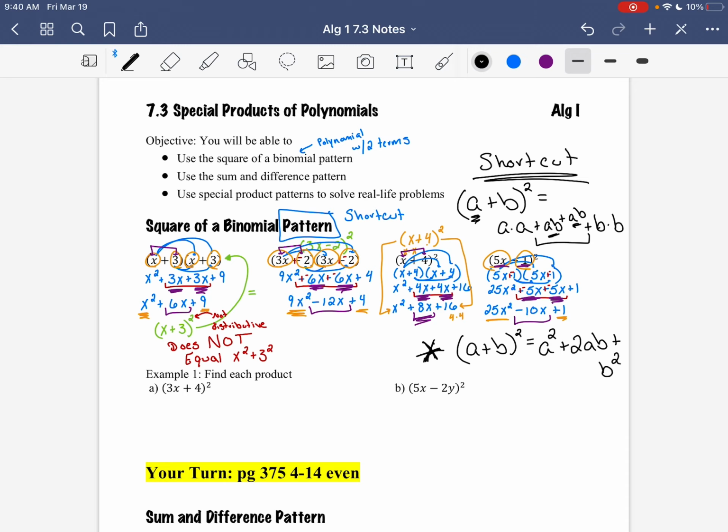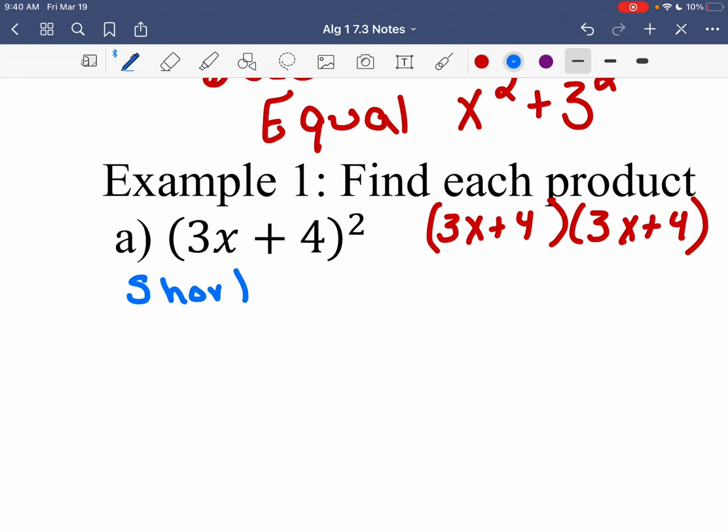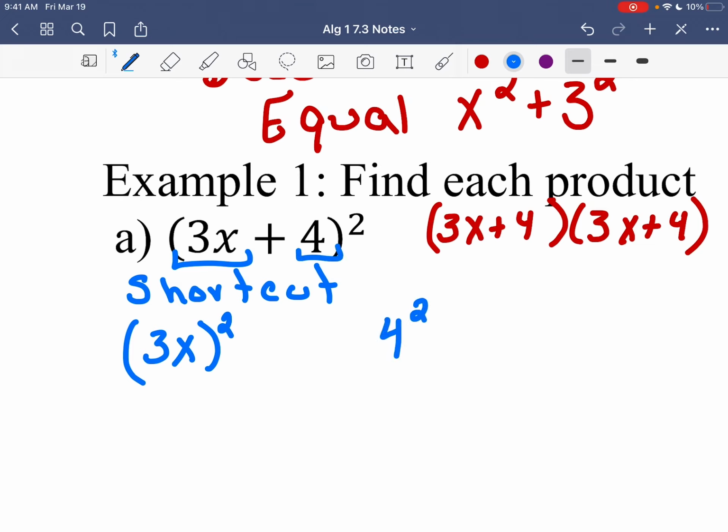Okay, so here's how using the shortcut would look. If you don't remember the shortcut, you can always write this out longhand. What I mean by that is if I don't remember the shortcut for this, I can take 3x plus 4 times itself and distribute. That's what this problem is asking me to do. Or I can use the shortcut and know that the first term is going to be this 3x times itself. 3x times 3x. So I would take this 3x times itself. I'm going to write it this way. The last term is going to take this 4 times itself. The middle term is going to be the multiplication of these two, but 2 of them. So I'm going to have 2 of the 3x's times 4.